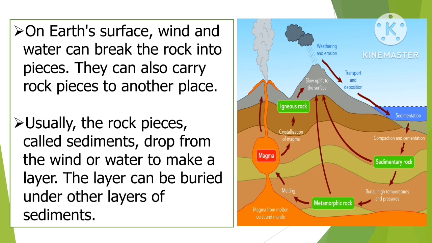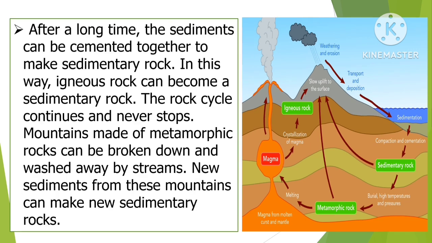On Earth's surface, winds and water can break the rock into pieces. They can also carry rock pieces to another place. Usually, the rock pieces, called sediments, drop from the wind or water to make a layer. The layer can be buried under the layers of the sediments. After a long time, the sediments can be cemented together to make sedimentary rock. In this way, igneous rock can become a sedimentary rock.